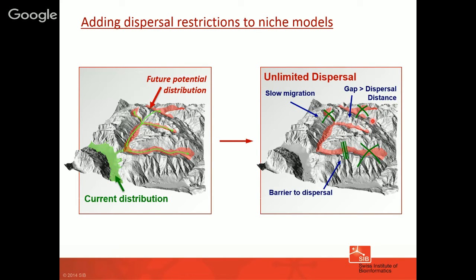You could also have, as shown here, a gap in suitable habitat that is larger than the dispersal distance. For instance, that red patch at the top might be difficult to reach because the species has to go over this mountain ridge. And finally, you could also have a barrier that will impede the species from dispersing to certain areas, like here. So as you can see, there are many reasons why you can have a discrepancy between the future potential distribution and the actual future distribution of the species. We developed MigClim for this very reason: to integrate dispersal constraints into the projection of niche models.